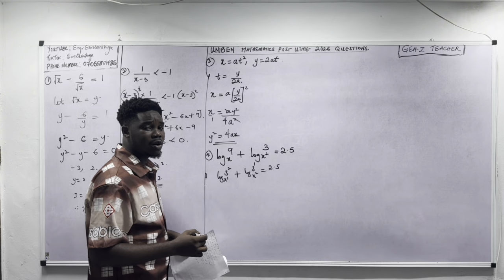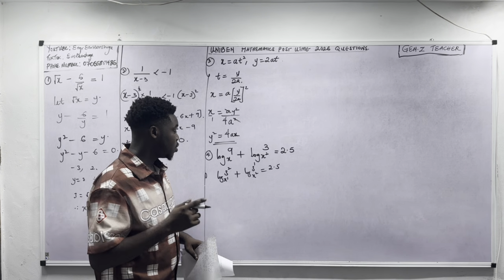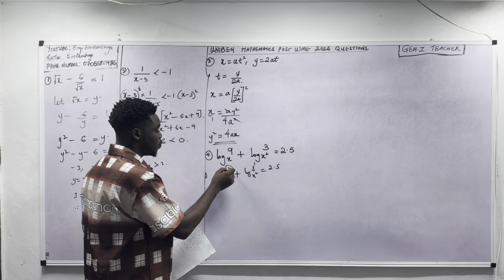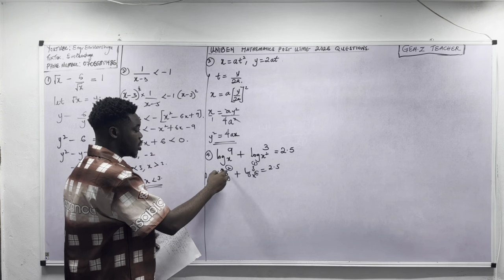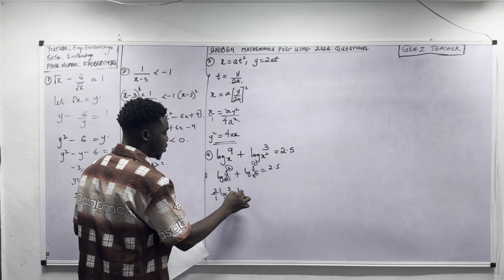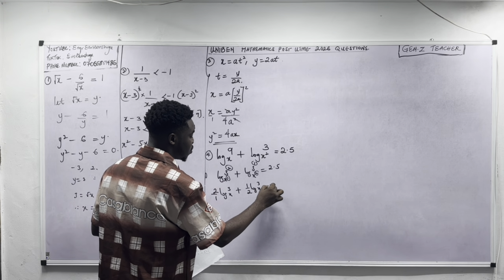Now quickly remember the law of log, right? I always tell my students all power belongs to God, so make sure the powers you see are brought down. So we have a power here 2, a power here 1, likewise 1 and 2. We're going to bring them to the back. So this becomes 2 over 1 log 3 base x plus 1 over 2 log 3 base x equals 2.5.